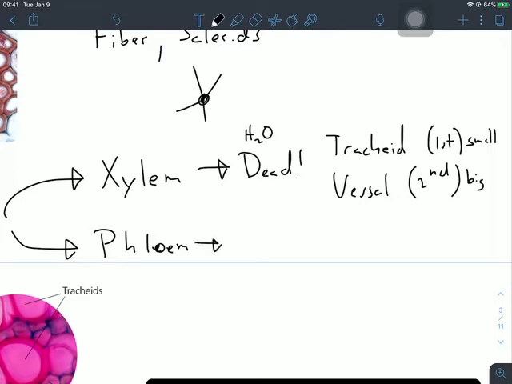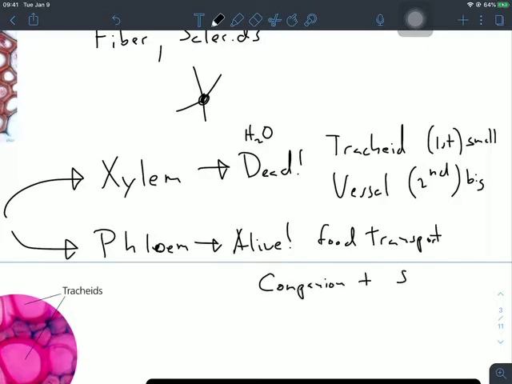The phloem, in contrast, is alive at functional maturity. It stays alive. But just like with our xylem, there are different cell types here, different cell types that perform this food transport. We will again have a separate lecture for those two cell types, but they are the companion cell and the sieve tube cell.